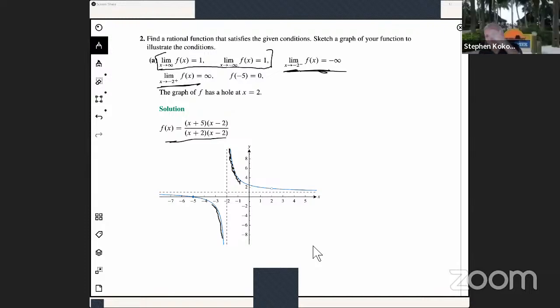So I have another question for you then, Curtis. One of these limits is -infinity. One's +infinity. What does that tell me about the rational function when I go to construct this? One's plus infinity and one's minus infinity. What does that tell me?